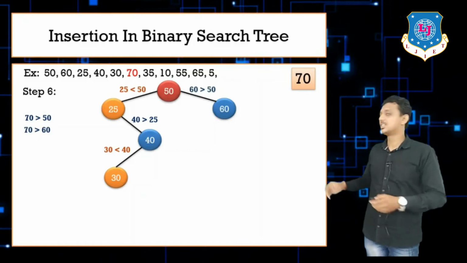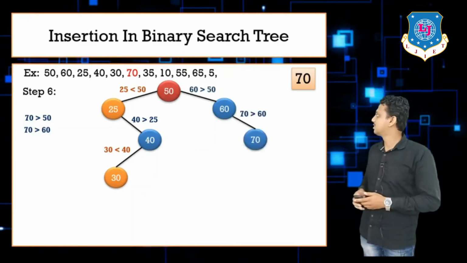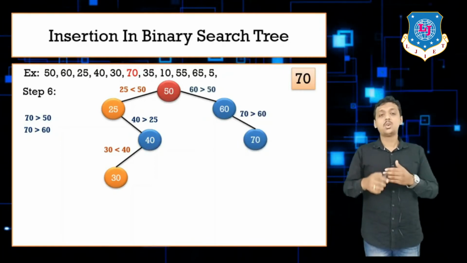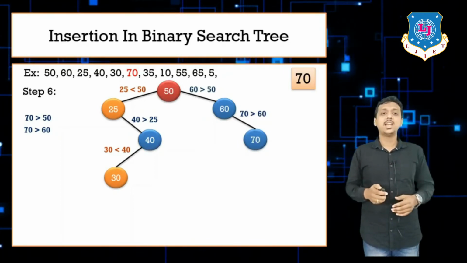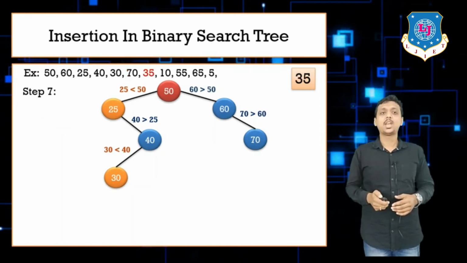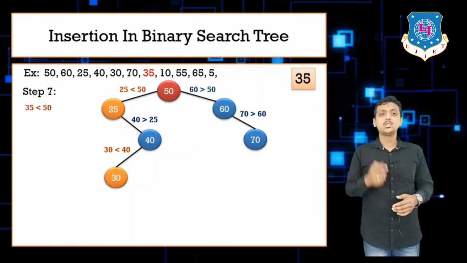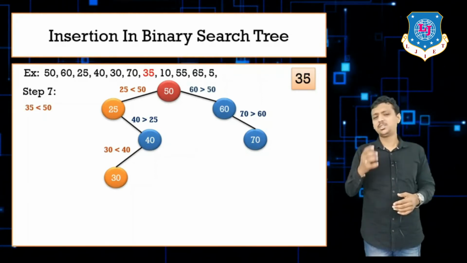So here it is. 70 is greater than 60, so it is already inserted on the right side of the 60. Fine. Now what is the next value? The next value is 35. So this is step number 7. First we need to compare 35 with the 50.